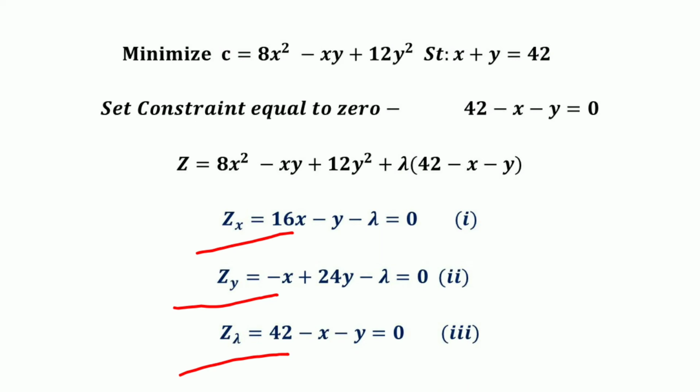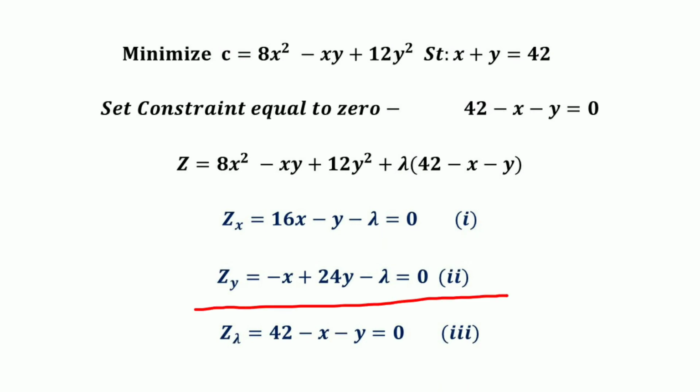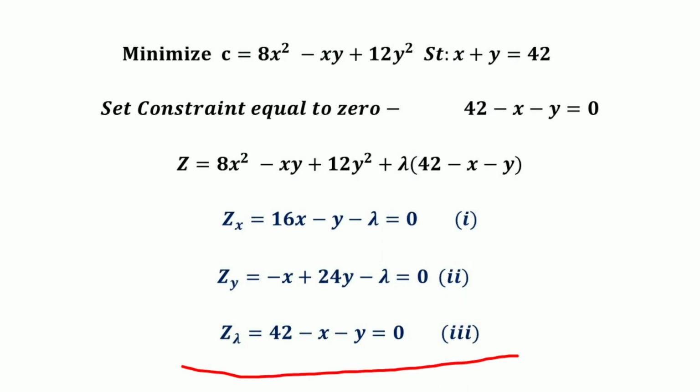Now we are going to take the first order partial derivatives with respect to x, y and lambda. If you take the partial derivative with respect to x, it will become 16x minus y minus lambda is equal to 0, which is the first equation. If you differentiate with respect to y, it will be minus x plus 24y minus lambda is equal to 0, which is the second equation. Differentiating with respect to lambda, it will become 42 minus x minus y is equal to 0, which is the third equation.